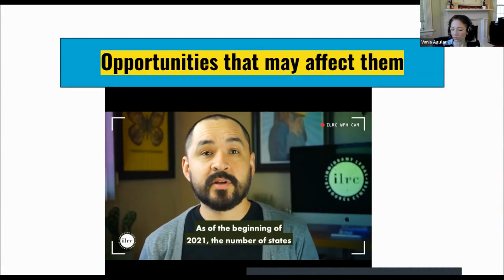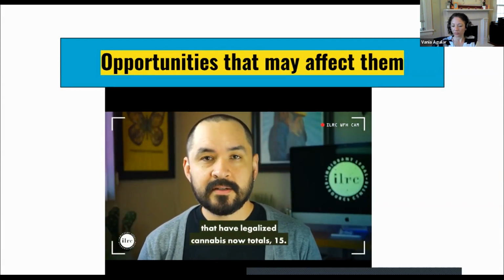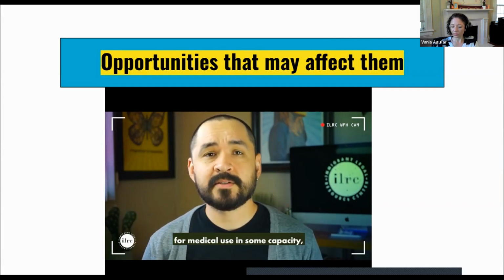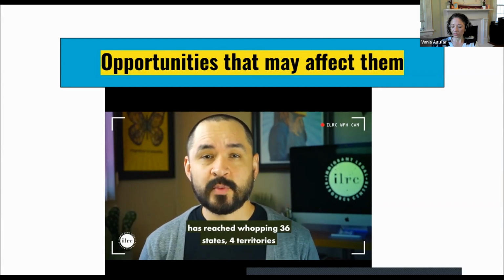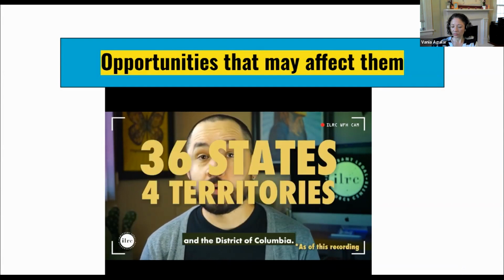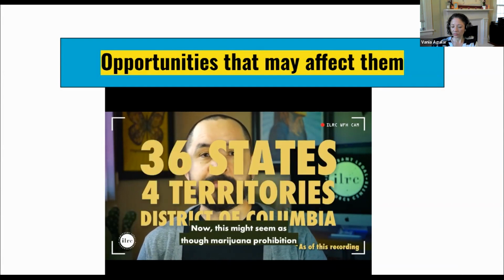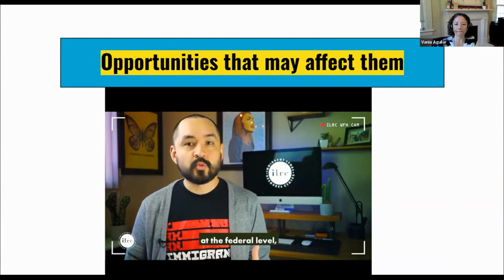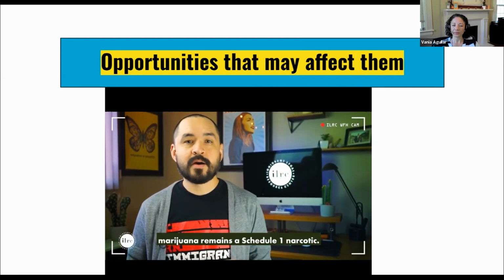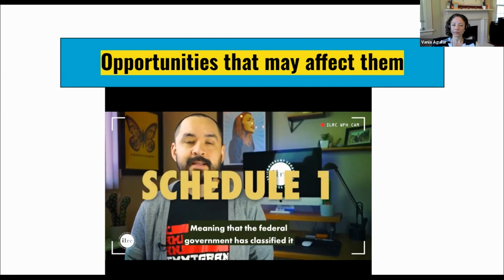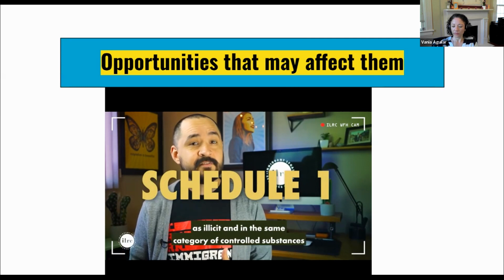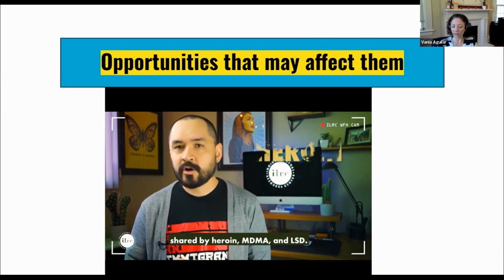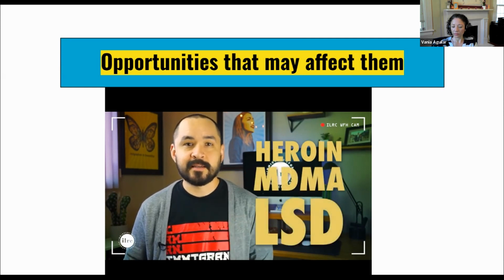As of the beginning of 2021, the number of states that have legalized cannabis now totals 15, with the total number of states allowing cannabis for medical use in some capacity reaching a whopping 36 states, 4 territories, and the District of Columbia. Now, this might seem as though marijuana prohibition is nearing its end, but it's worth noting that at the federal level, marijuana remains a Schedule I narcotic, meaning that the federal government has classified it as illicit and in the same category of controlled substances shared by heroin, MDMA, and LSD.